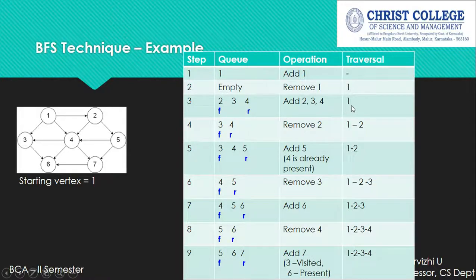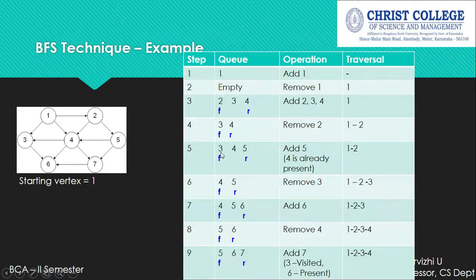So far we have visited only the vertex 1. In the next step, we are going to remove the element from the queue. So the element pointed to by the front will be removed. So 2 is removed. The remaining 2 elements are there in the queue. Now the front pointer is moved from the element 2 to 3 because 2 is removed. So now it is pointing to the element 3. Now the traversed list is 1 and 2. We have traversed the vertices 1 and 2 so far.